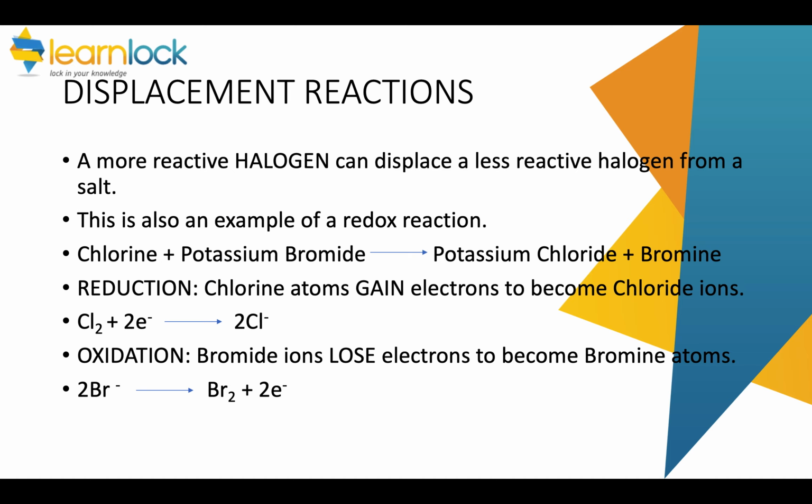Displacement reactions also happen with halogens. Remember, these are group 7 in the periodic table. Chlorine and potassium bromide: because chlorine is more reactive than bromine, it will displace it. This is also an example of a redox reaction because there is reduction, because chlorine atoms gain electrons to become chloride ions. And there is oxidation because bromide ions lose electrons to become bromine atoms.